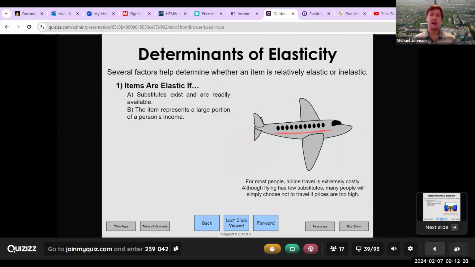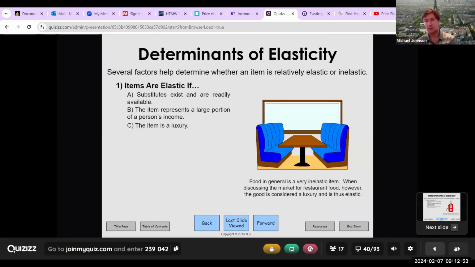Items are elastic if the item represents a large portion of a person's income. For most people, airline travel is extremely costly. Although flying has few substitutes, many people will simply choose not to travel if prices are too high. So they'll use an airplane less if the prices are too high. They'll buy fewer flight tickets.